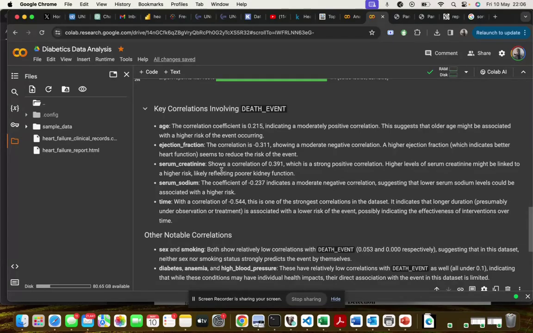And then serum creatinine, this one is mainly linked to a high risk. It has a small positive correlation. It likely looks at poor kidney function. So likely if you have this, you're likely to die. And this one suggests, since it's negative, the lower the levels of serum sodium, the more likely you are to have a high death risk.